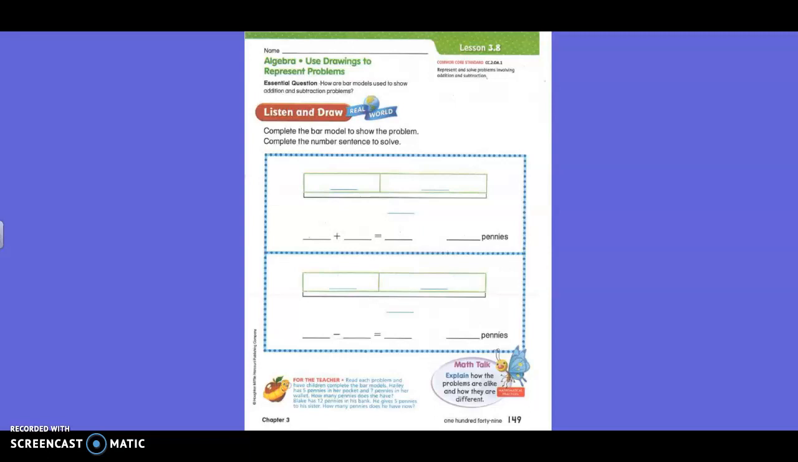Okay, boys and girls, today we are going to use bar models to represent a variety of addition and subtraction problems. Okay? At the top here, the directions say, complete the bar model to show the problem. Complete the number sentence to solve. We've done a number bar model before in math, but we haven't done a lot of them, so let me read you a story so we can see if we can figure out where our numbers would go in these models to help us add or to help us subtract.